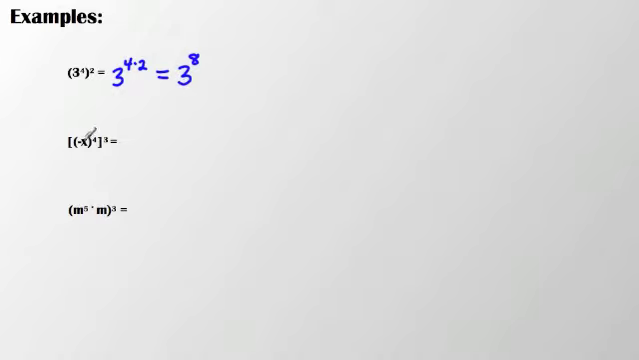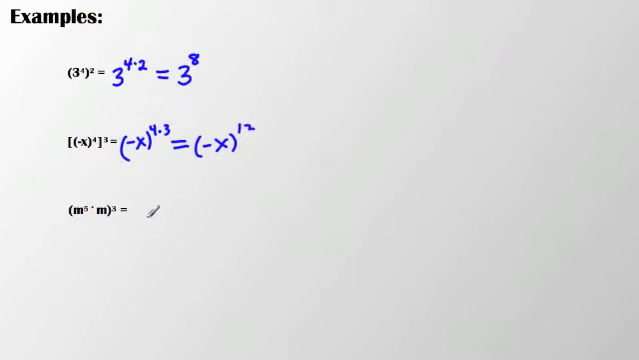So here I have a negative x to the fourth to the third. Notice the parentheses and the brackets. So I have negative x to the 4 times 3. And that's going to simplify to negative x to the 12th.